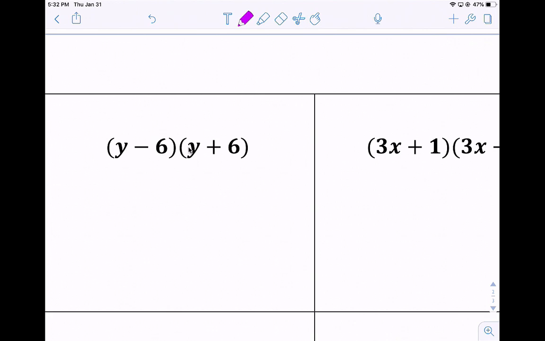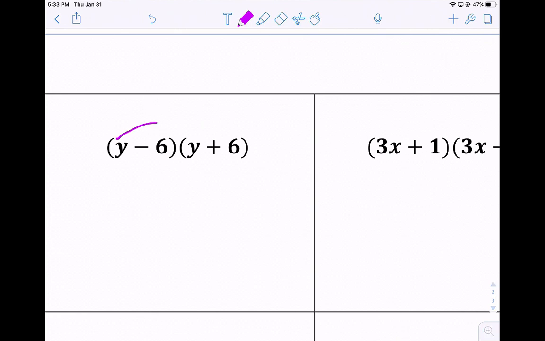y and 6 and y and 6, one's minus, one's plus. So essentially, same exact thing except they're opposites. This is a -6 and this is a +6. So opposites typically will cancel out when we're adding or subtracting. So let's keep that in mind when we get our answer and see what happens.